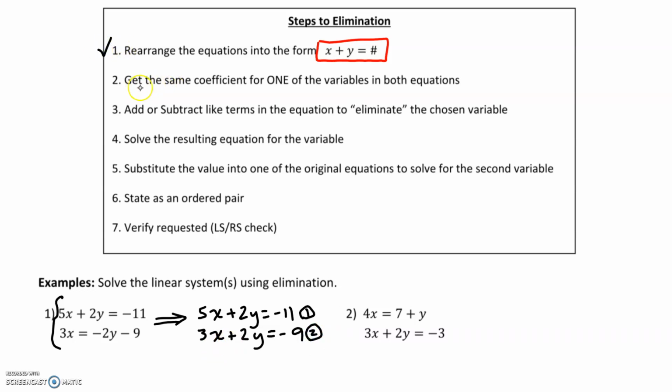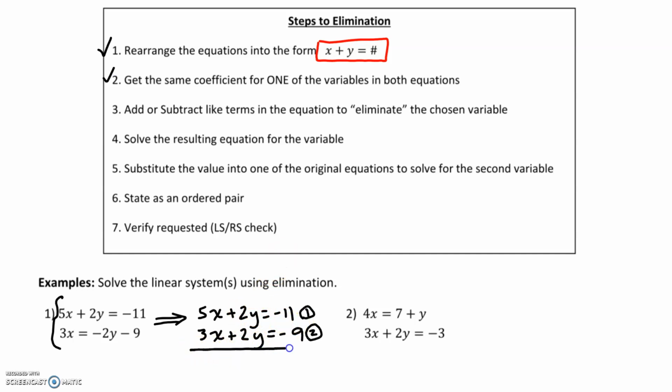Next step is we need to get the same coefficient for one of the variables in both equations. So when I look at my x variables, I have a coefficient of 5 and a coefficient of 3. When I look at my y variables, I have a coefficient of 2 and 2. So step 2 is done. My y variable has the same coefficient.